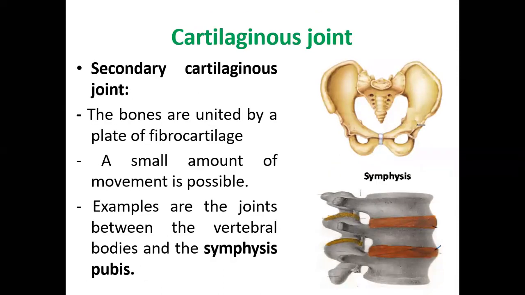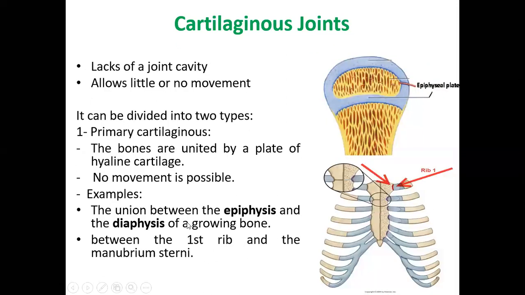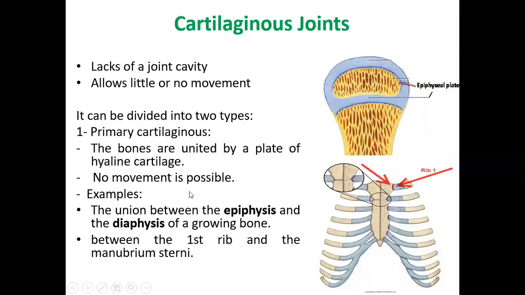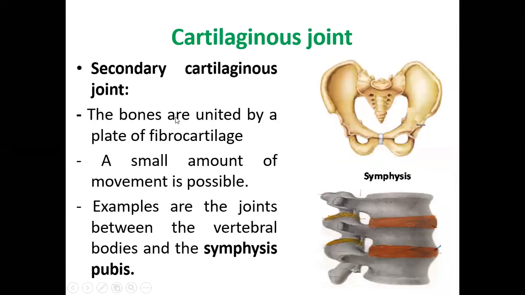Now going to the secondary cartilaginous joint. Within the cartilaginous joint, there are two types, as I said, primary and secondary. What is secondary? The bones are united by a plate of fibrocartilage, instead of hyaline cartilage. No movements are possible in the primary cartilaginous joint, and the cartilage is hyaline. In the secondary cartilaginous joint, it is fibrocartilage. You can see fibrocartilage here and here.